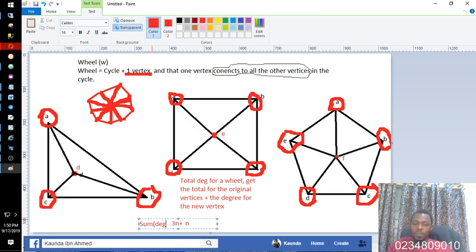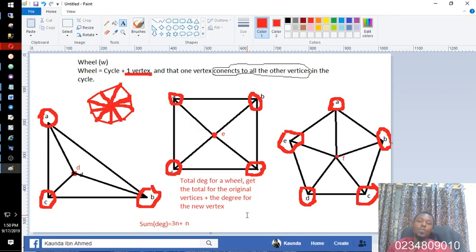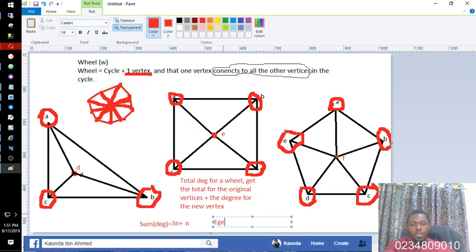Sum of degree is equal to this. And from the handshake rule, that should always give you an even number. And when you divide that by 2, you get your edges. So edges will now be (3n plus n) all divided by 2. So this is the formula to get the sum of the degrees for a wheel, and this is the formula to get the number of edges of that wheel.